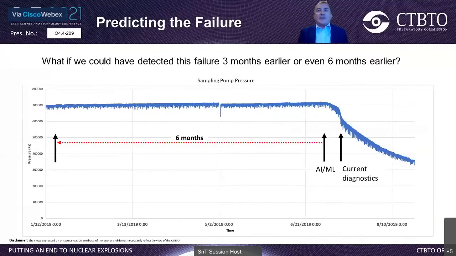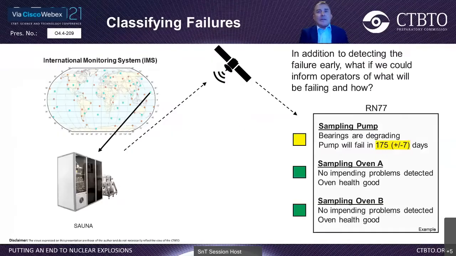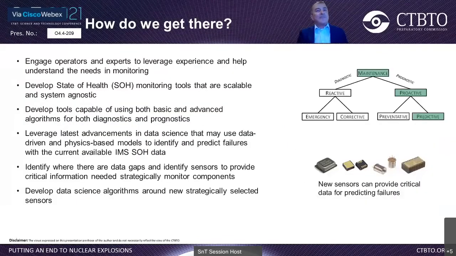What if I told you we could have detected this failure 3 months earlier, or even 6 months earlier? And furthermore, what if I could have told you not only when this was going to fail, but how it was going to fail? That's really the goal of this work: to detect failures early and detect how the systems are going to fail. So how do we do that? How do we get there?